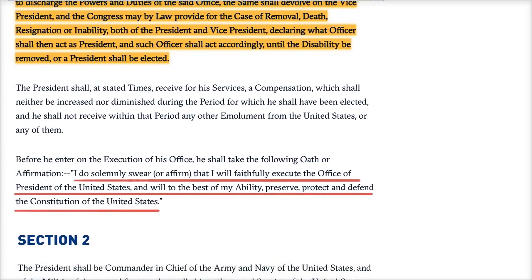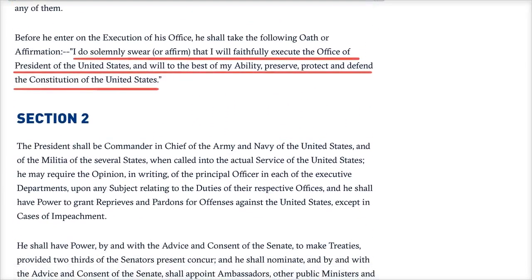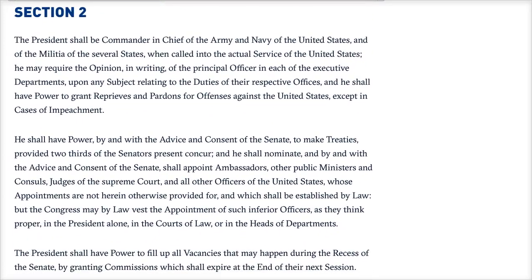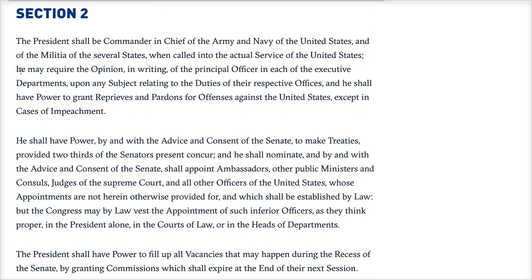Sounds good. So then we get into Section 2, which I think gets a little bit more involved. This first paragraph says the president shall be the commander-in-chief of the Army and Navy of the United States. And clearly they don't say all of the different forces of the United States because we didn't have an Air Force then.